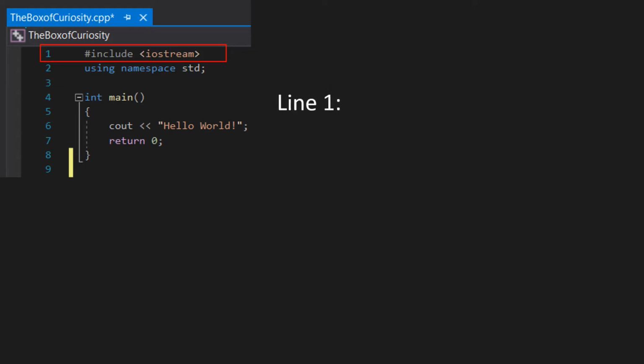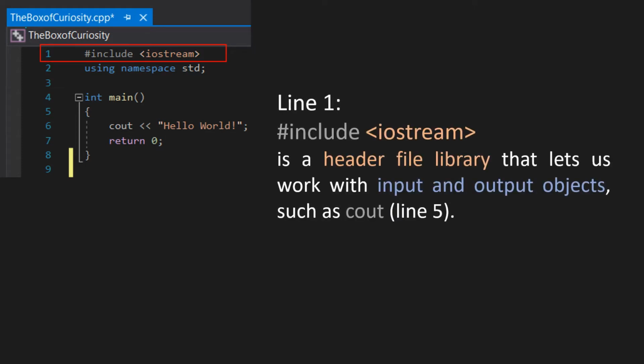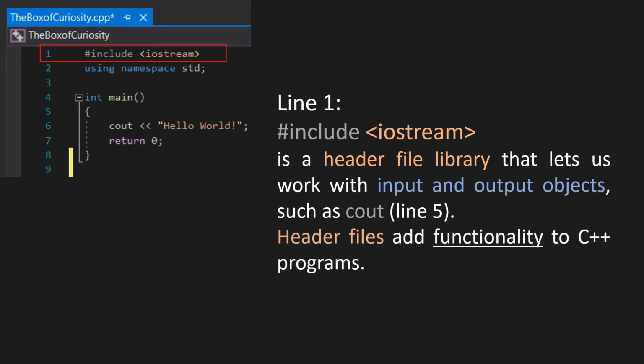Line 1. #include <iostream> is a header file library that lets us work with input and output objects, such as cout. Header files add functionality to C++ programs.